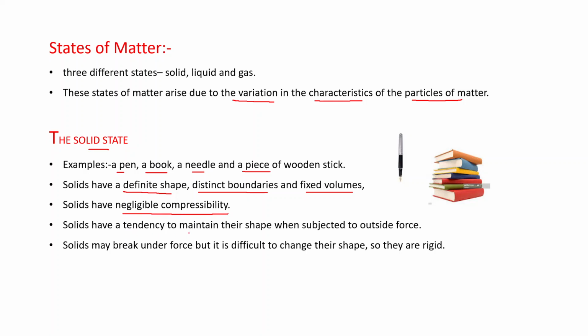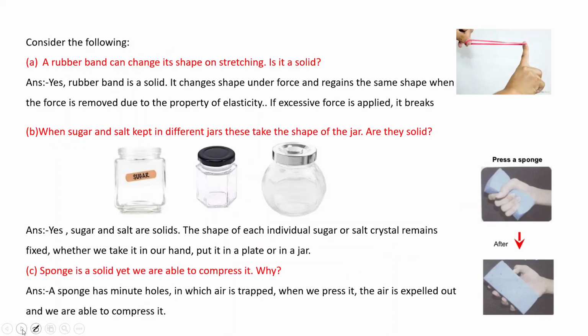Solids have a tendency to maintain their shape when subjected to outside force. That's why we can say these are rigid. Solids may break under force, but it is difficult to change their shape. So we can say they are rigid. These are some characteristics of solids.